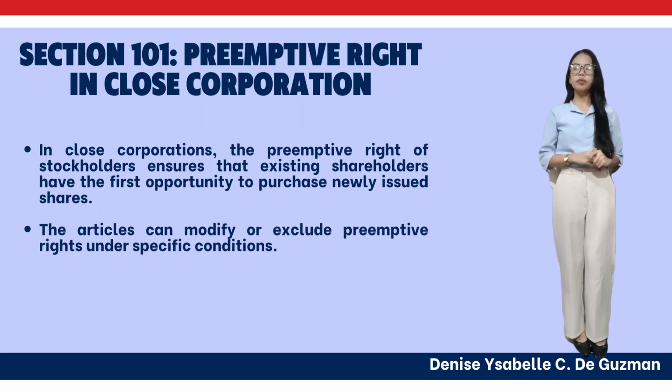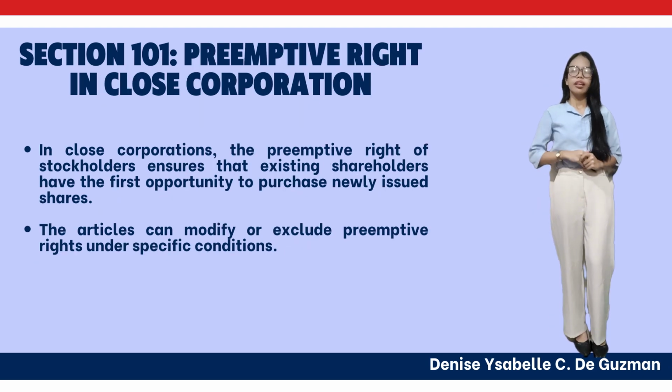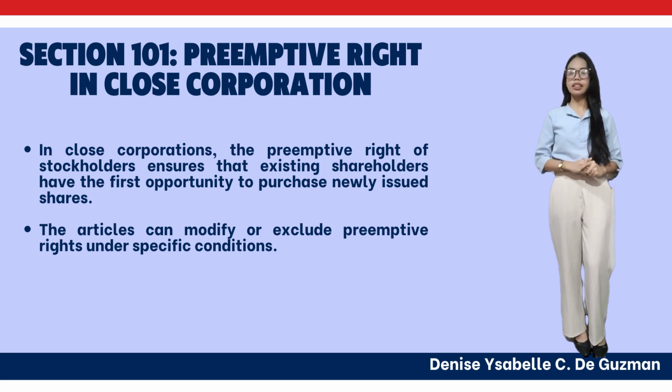Section 101. Preemptive right in closed corporation. In closed corporations, the preemptive right of stockholders ensures that existing shareholders have the first opportunity to purchase newly issued shares, whether for capital, property, services, or debt settlement. This right applies to all types of stock unless the articles of incorporation state otherwise. The articles can modify or exclude preemptive rights under specific conditions, allowing flexibility in attracting new investors.